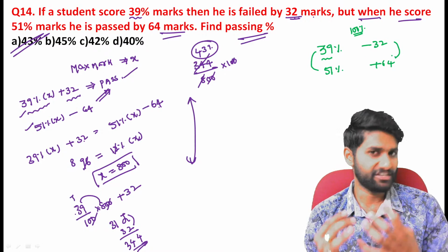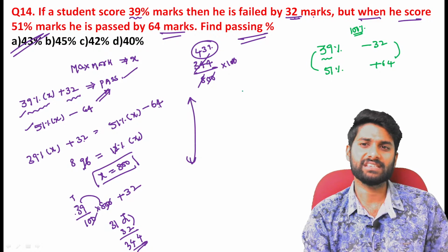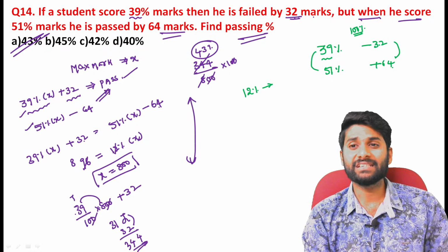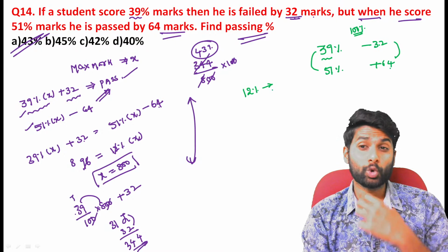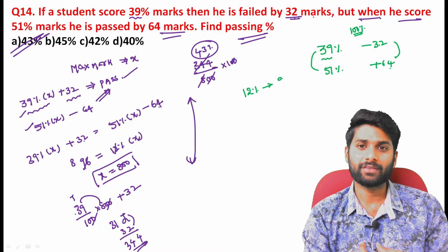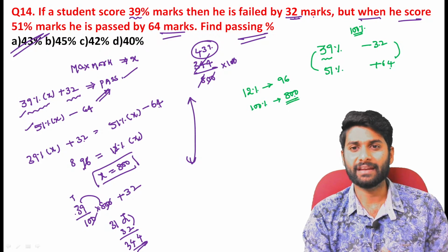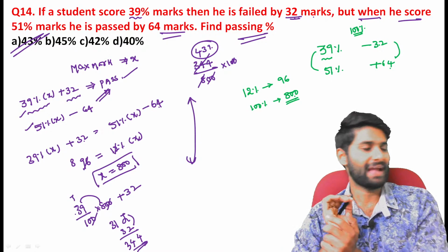That we call a difference. So how much of a difference is there, guys? 12 percentage of difference is exactly equal to minus 32 becoming a plus 64. The total number of differences is exactly equal to 96 units. Now 100 percentage becomes exactly equal to 800. You can get that maximum mark.